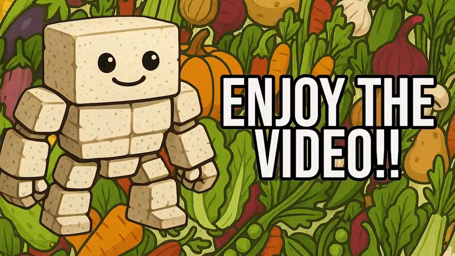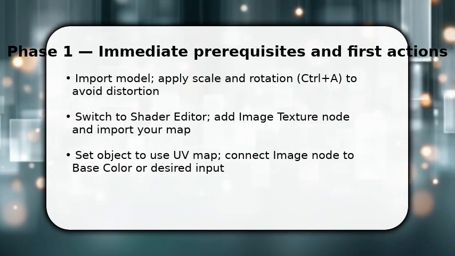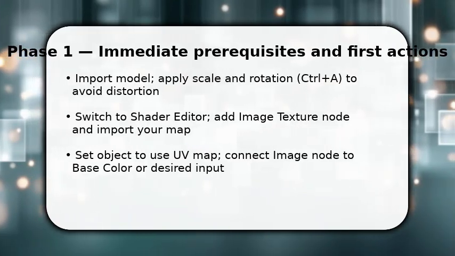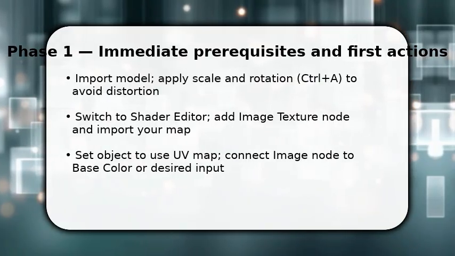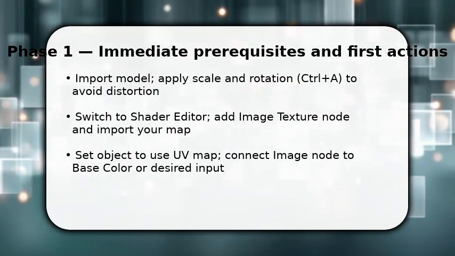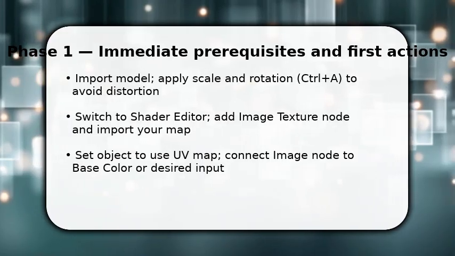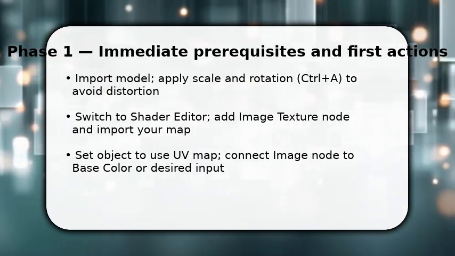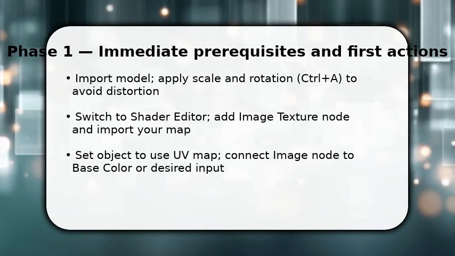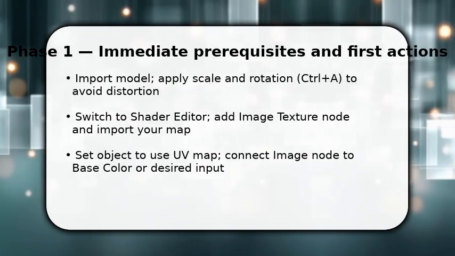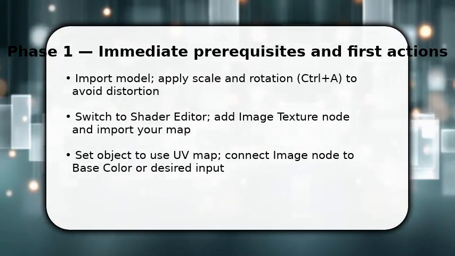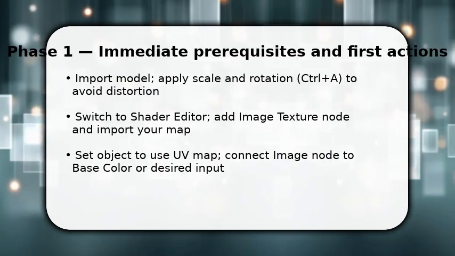You begin by making sure geometry is clean and transforms are applied, because maps follow object scale. Open the shader editor and add an image texture node, then load the map you want to use. Once done, assign the model's UV map in the object data and connect the image texture to the material slot you need. Base color for color, roughness for gloss control. Make sure the material is active so previews show live feedback.